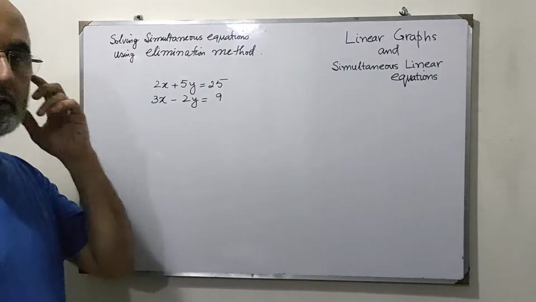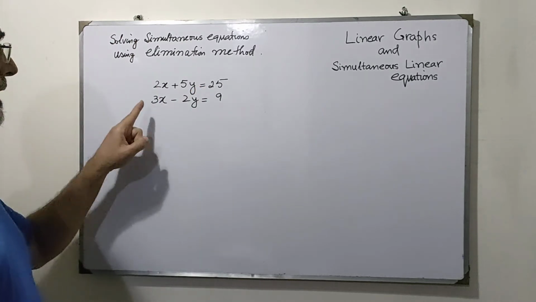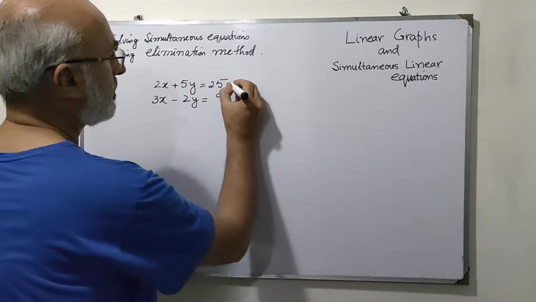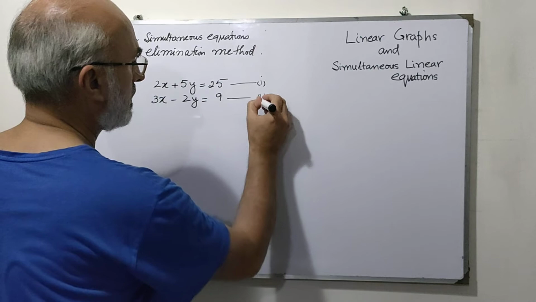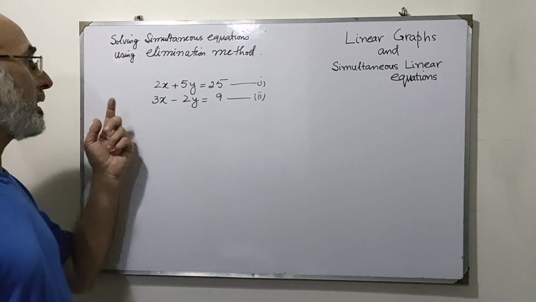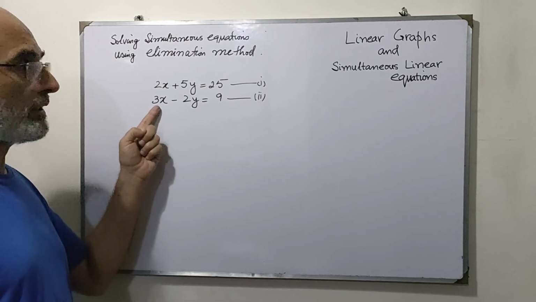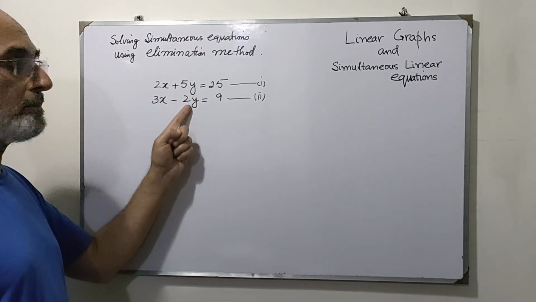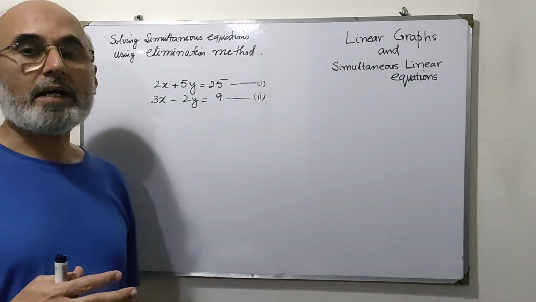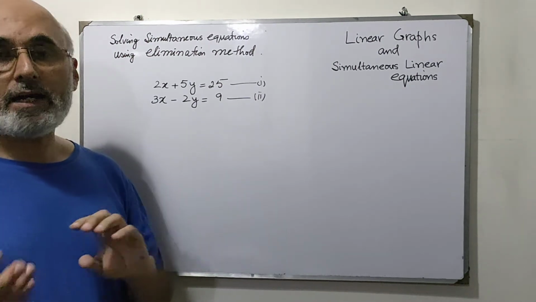The second example for the elimination method is 2x plus 5y is equal to 25 and 3x minus 2y is equal to 9. These are our simultaneous equations, and the first thing, naming them equation 1, equation 2. If we look at these two equations, the coefficients of x are 2 and 3, the coefficients of y are 5 and minus 2. So in both equations, the coefficients of either x or y are not the same. It means that we cannot eliminate either of them by adding or subtracting.